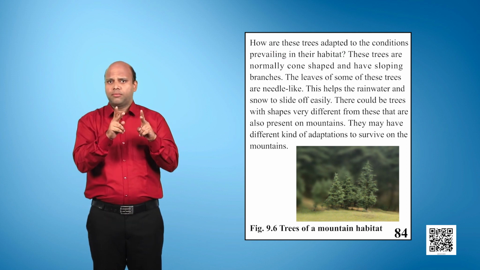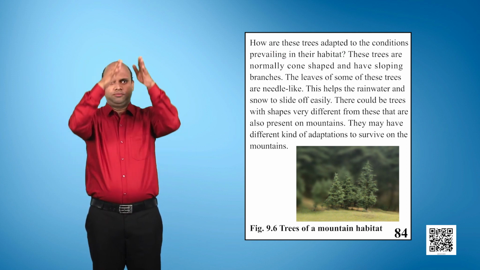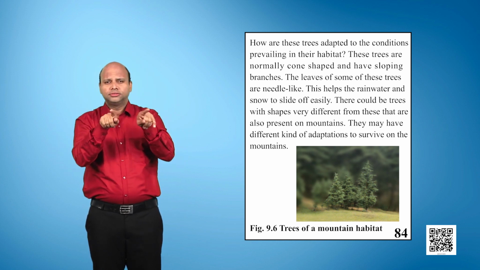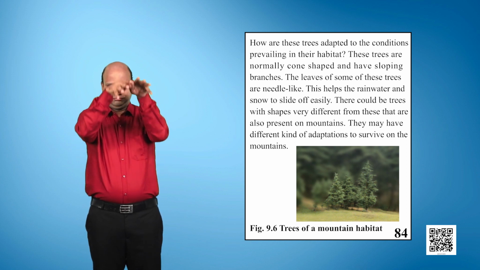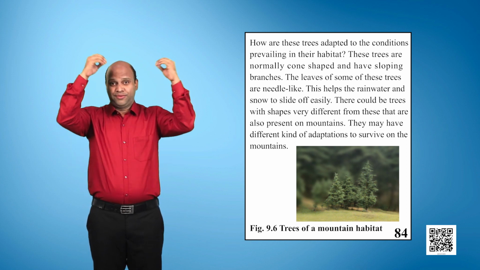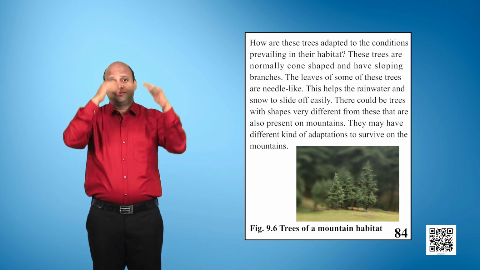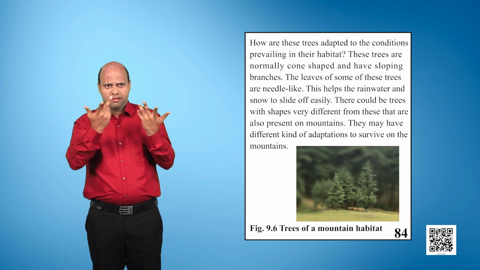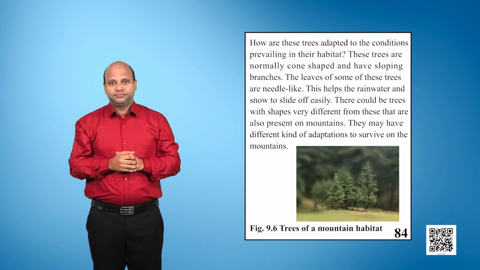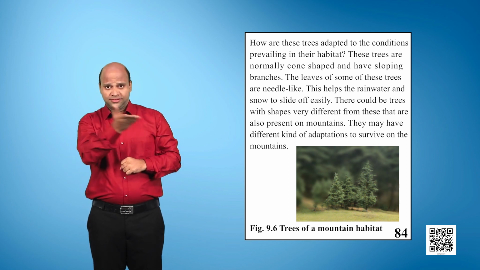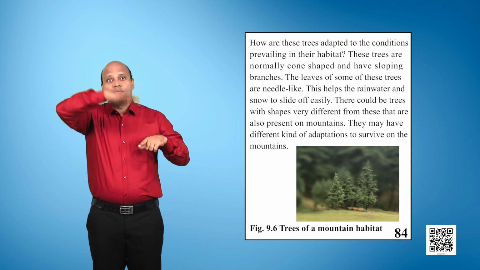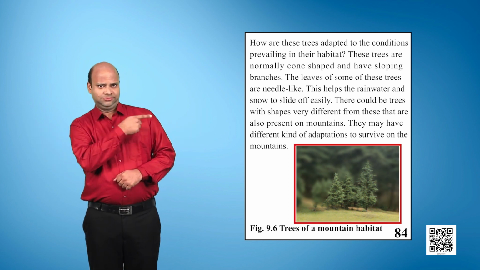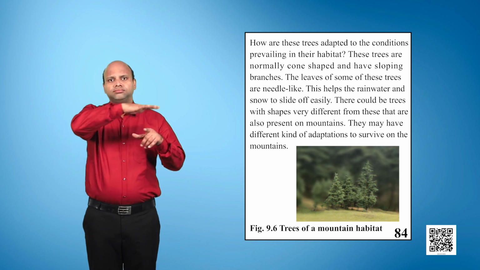These trees are normally cone-shaped and have sloping branches. The leaves of some of these trees are needle-like. This helps the rainwater and snow to slide off easily. There could be trees with shapes very different from these that are also present on mountains. They may have different kind of adaptations to survive on the mountains. Figure 9.6 shows trees of a mountain habitat.